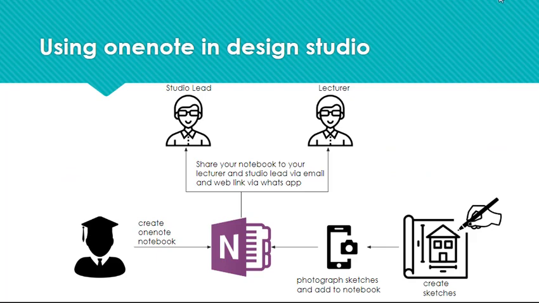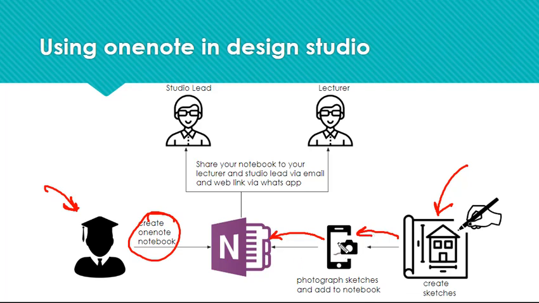So the general premise is that for using OneNote for Design Studio, the student will be required to create a notebook. Now, the student can still traditionally do their hand sketches, then take a picture with their phone, and from the phone you can add those pictures to your notebook. Now, when you use your phone with OneNote, if you install the OneNote app, you can actually share the picture you just took of your sketches to the same OneNote notebook from your phone, right?